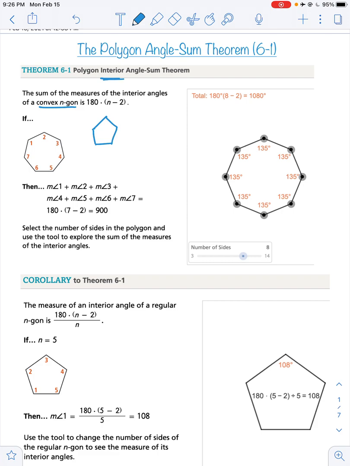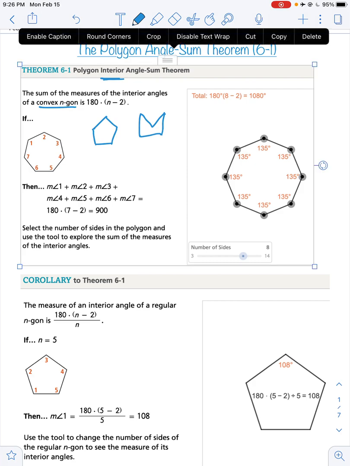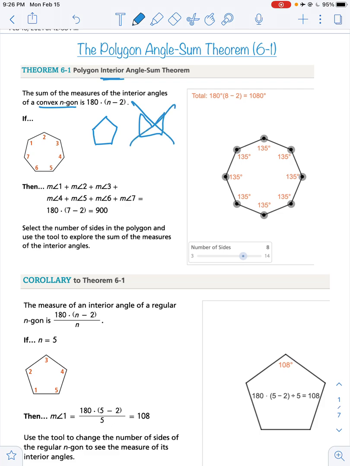Concave would be if I had a shape something like this where the angles are going into each other, or even if it's just one of the angles, that would be concave. This does not apply, okay? This is only going to apply to polygons that are convex. And polygon, or n-gon, just means that it's a shape with many sides, okay? And the n here means the number of sides.